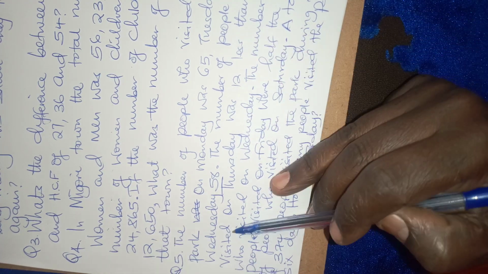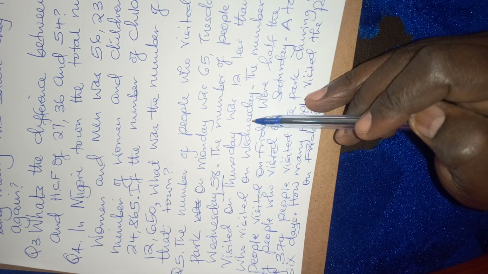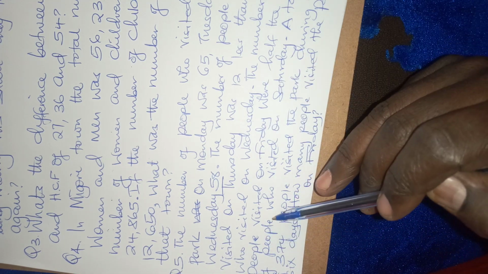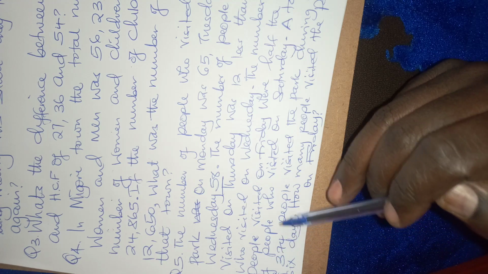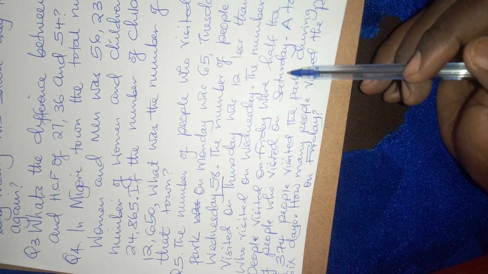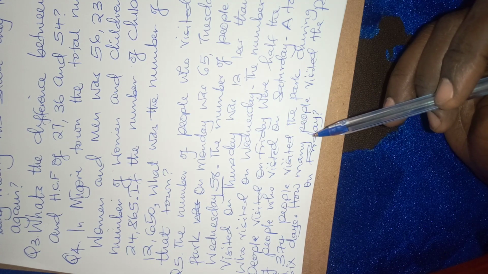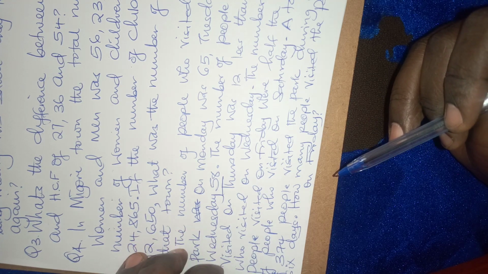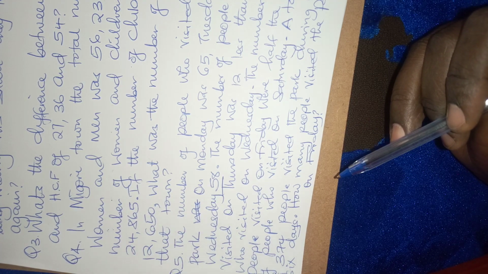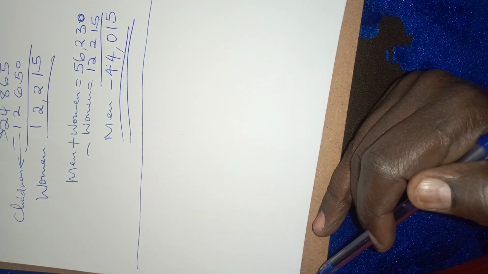The number of people who visited on Thursday was 12 less than those who visited on Wednesday. The number of people who visited on Friday was half the number of people who visited on Saturday. A total of 354 people visited the park during the 6 days. How many people visited the park on Friday? Now to the solution.